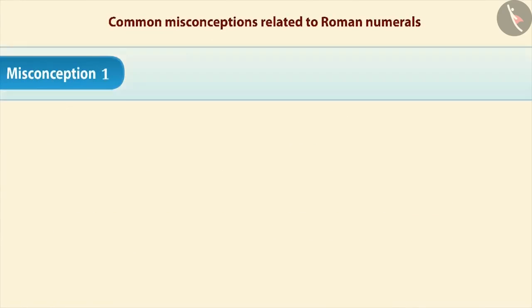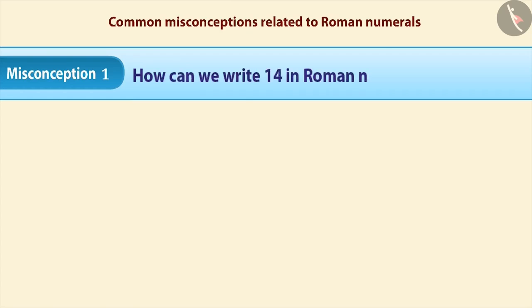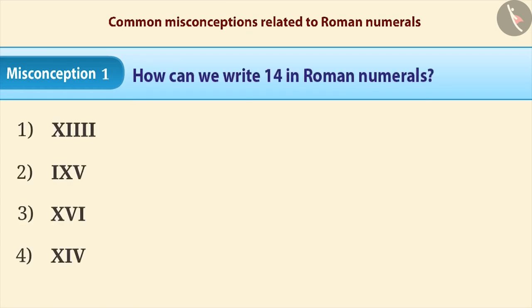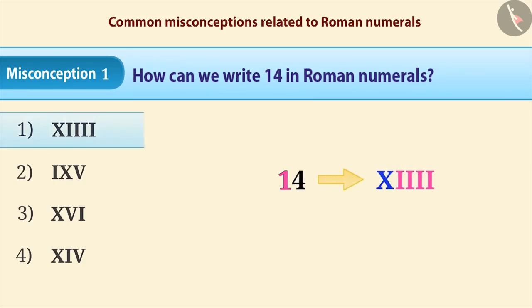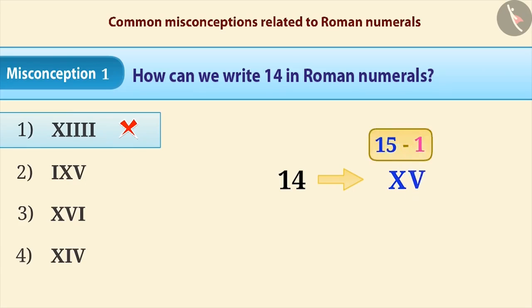Misconception 1. How can we write 14 in Roman numerals? Due to lack of proper understanding of the rules for writing Roman numerals, the symbol of 1 is repeated 4 times. This is a misunderstanding. Similarly, 14 is sometimes expressed as the symbol of 5 along with the symbol of 10, which together makes 15, and then to subtract 1, the symbol of 1 is written before the symbol of 10. This way of writing is incorrect.